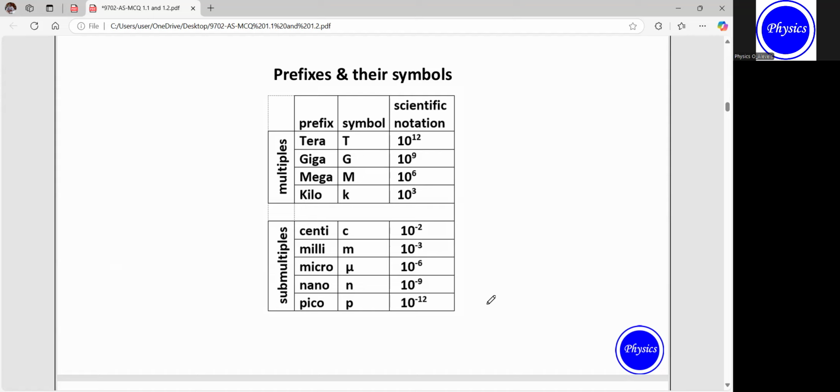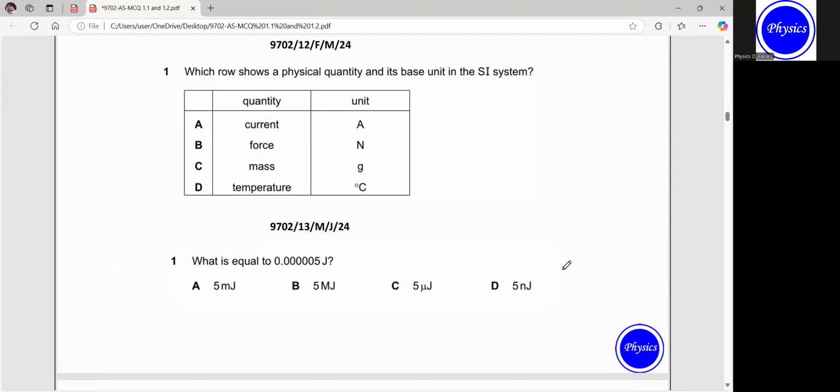And again, students get confused with the alphabets. Capital M represents mega, 10 to the power of 6. The small m represents milli, 10 to the power of minus 3. Okay, the next one. We are getting into the questions.